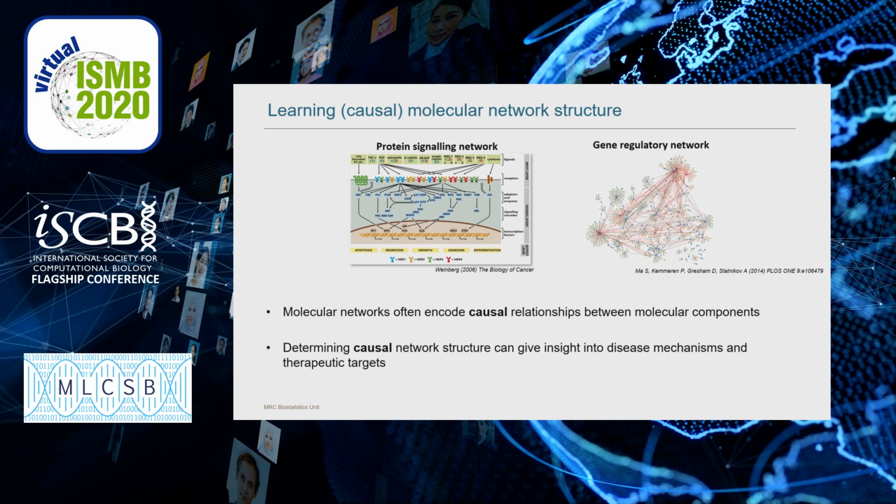We're often interested in molecular networks where edges in the network represent causal relationships between molecular components, for example in protein signaling networks or gene regulatory networks. These causal networks are in contrast with, for example, gene co-expression networks, where the focus is on associations or correlations rather than causation. So here we're interested in learning the structure of causal networks from data, and doing this in specific disease contexts can help our understanding of disease mechanisms and inform therapeutic targets.